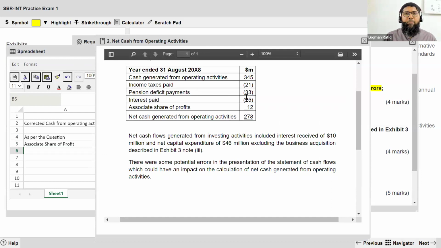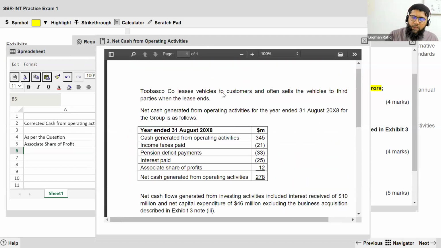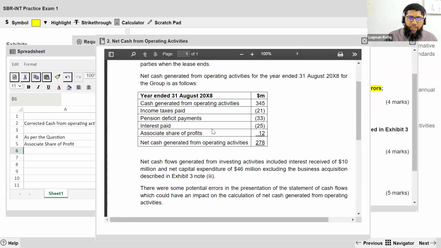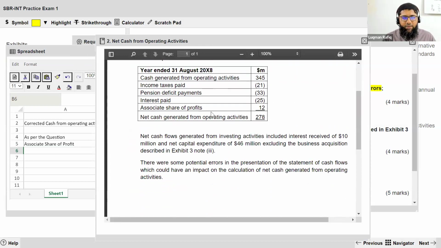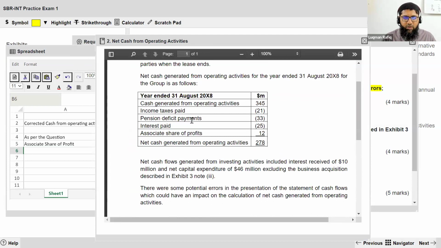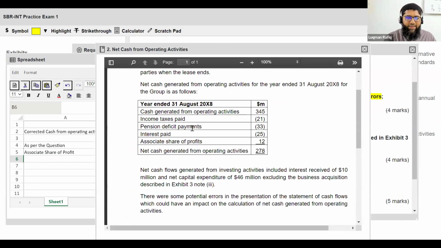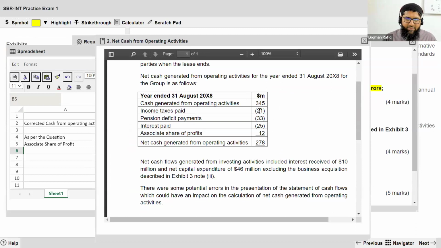Then interest paid of 25, that is correctly removed, right? Pension deficit payments, I'm assuming that these are the payments into the scheme, so I'm not going to do anything with them. Income taxes paid, again, that is also okay. So I think this is all okay.